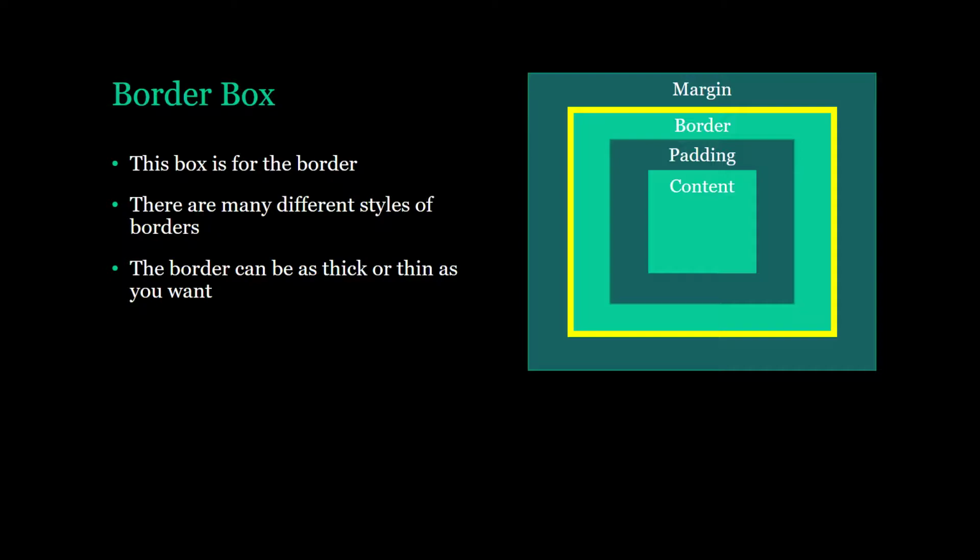So the border box, that's for the border. There's many different styles of borders that you can use. You can use a solid border, like what's surrounding that border box right now. You can use a dashed border. You can set different sizes for the border. So you could actually make the border quite large and quite thick if you want it to be.